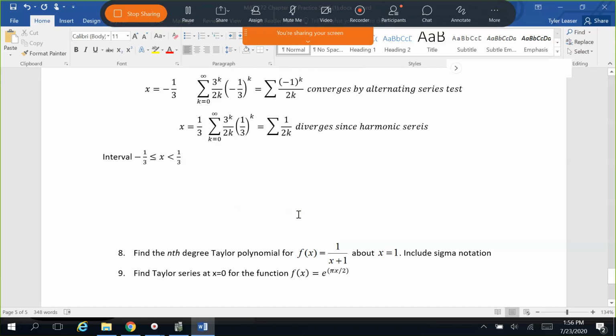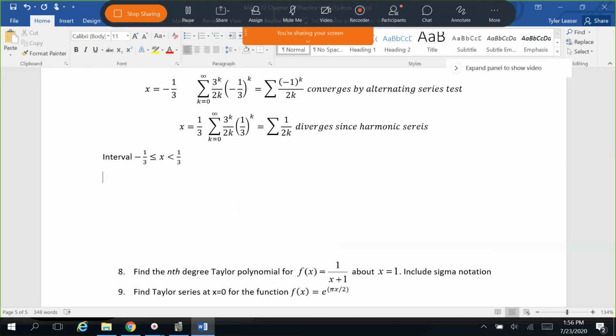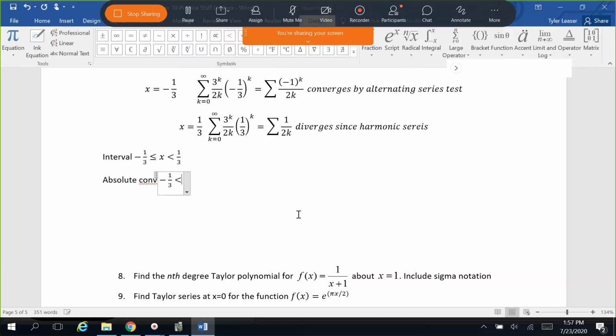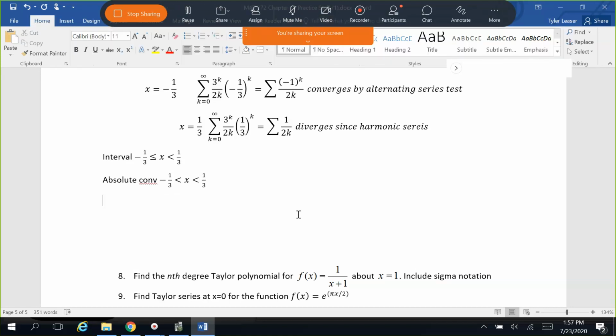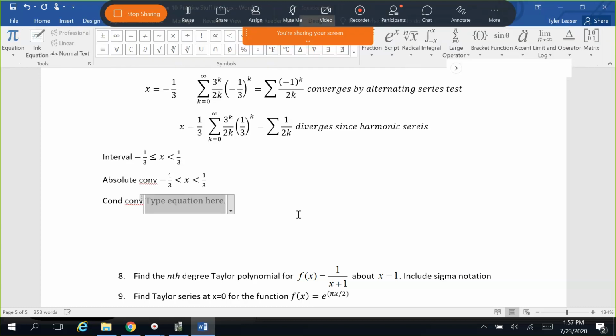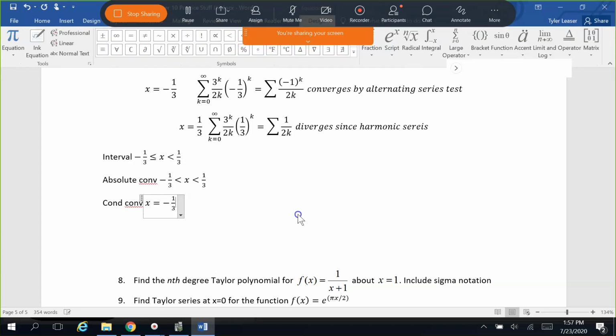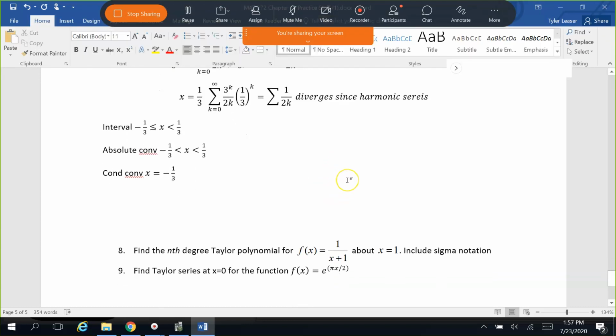I know that some of your homeworks stressed absolute convergence and conditional convergence. For this question, we have absolute convergence only on the insides, so just -1/3 less than x less than 1/3. But we have conditional convergence only at the location -1/3. Everywhere else it diverges.